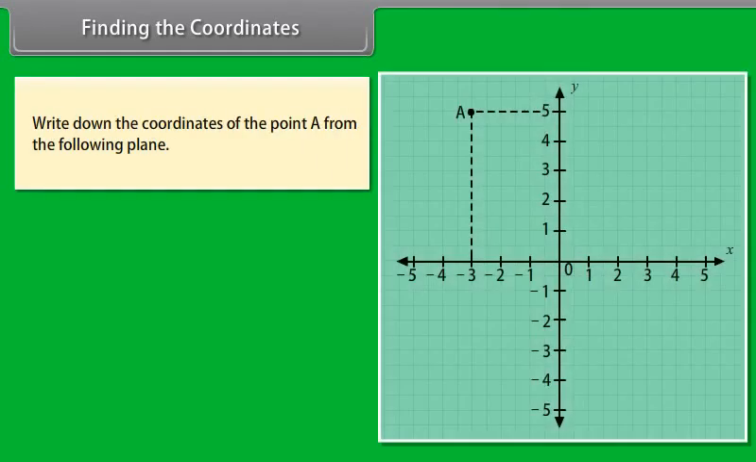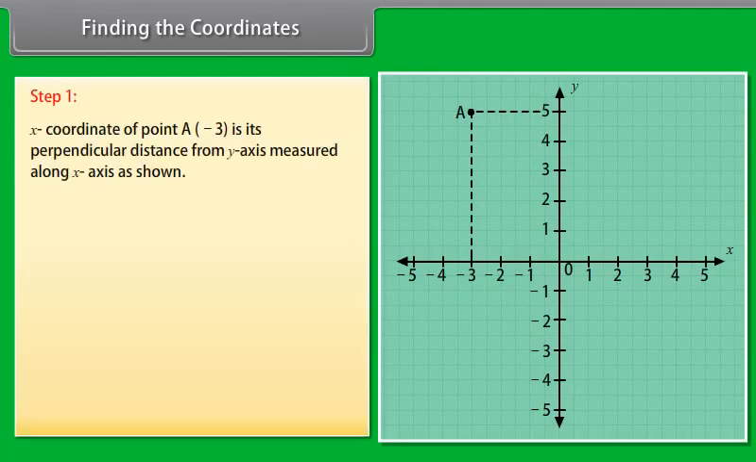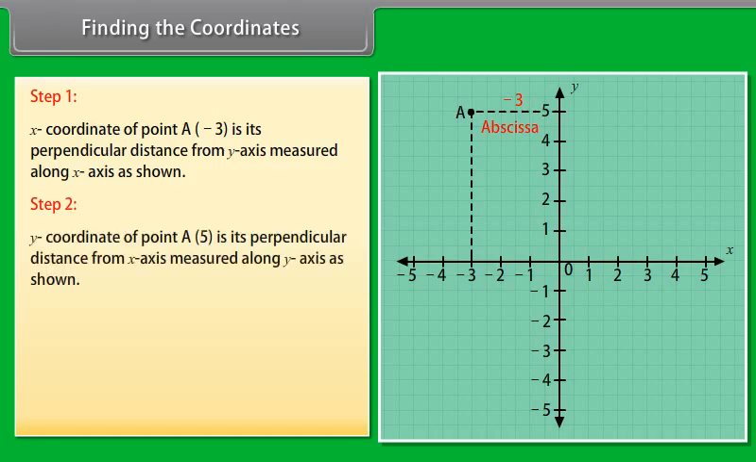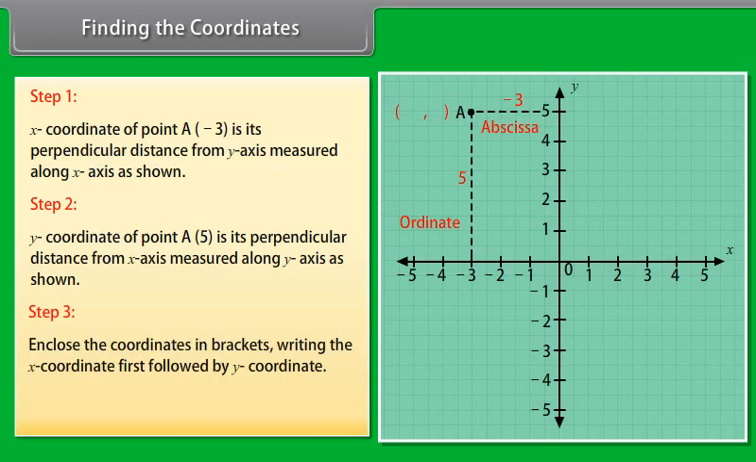Finding the coordinates. Write down the coordinates of the point A from the following plane. Step 1. The x-coordinate of point A is minus 3. It is its perpendicular distance from the y-axis measured along the x-axis, as shown. Step 2. The y-coordinate of point A is 5. It is its perpendicular distance from the x-axis measured along the y-axis, as shown. Step 3. Now, enclose the coordinates in brackets by writing the x-coordinate first, followed by the y-coordinate. Thus, the coordinates of point A are (-3, 5).